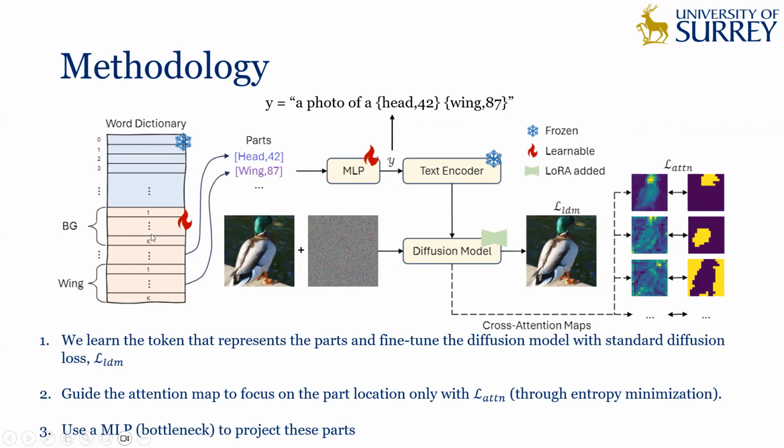So let's say we have different tokens representing different backgrounds, and different tokens representing different heads. And then we insert them into a prompt, for example, a photo of a head 42 or 87 wings. This means it represents the head of the 42 bird. Before we learn this token, we actually insert an MLP to project this token into the text space. And then we find that it's much better, much faster, and much more stable. So we have an MLP before the parts.